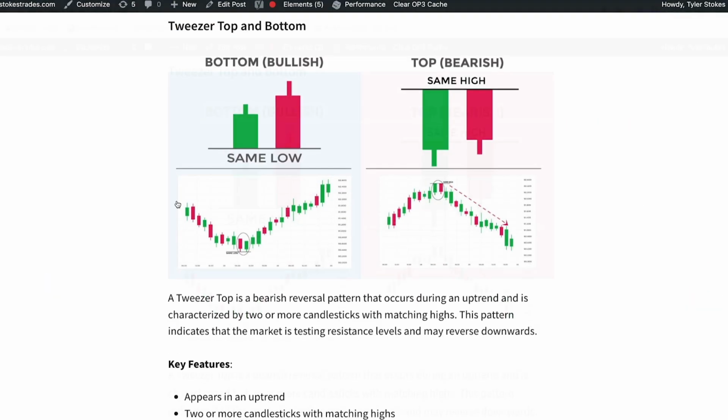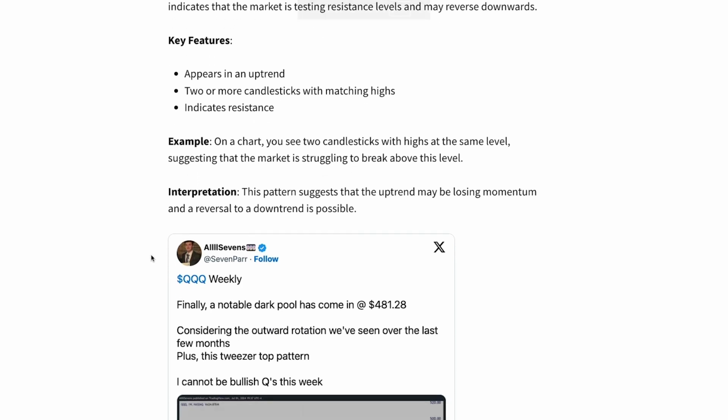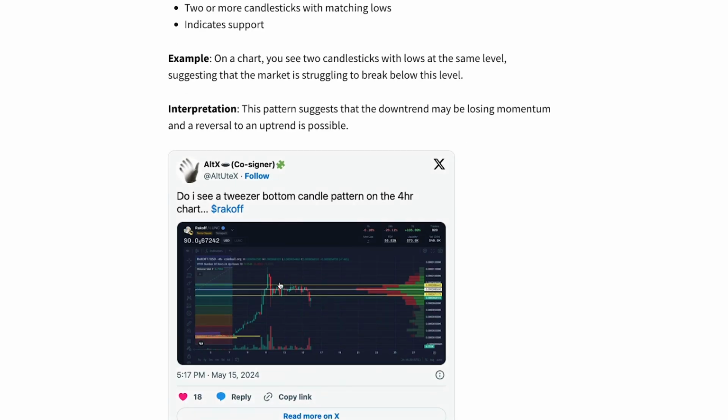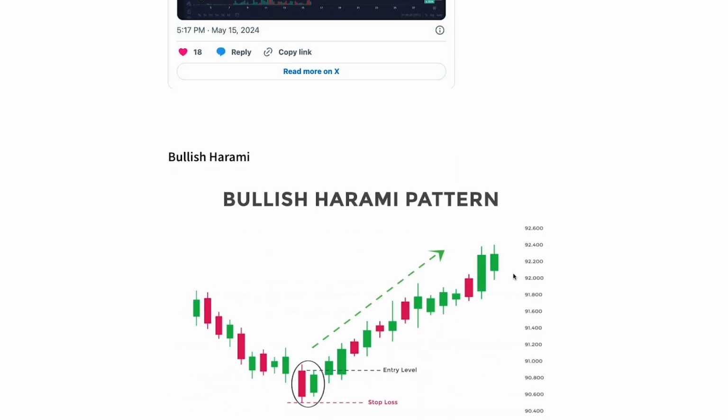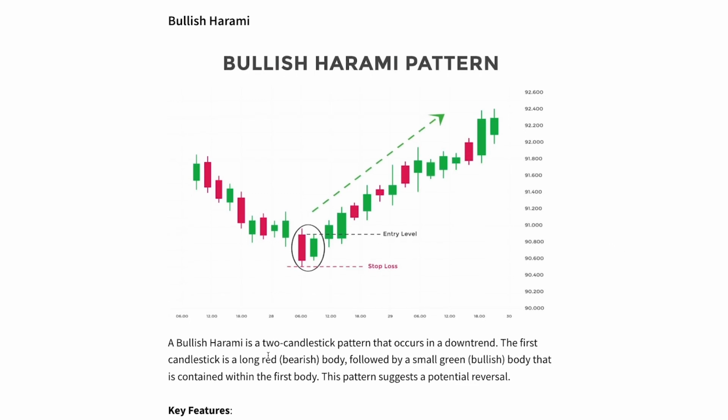Another popular one that we will want to memorize and understand and see some examples. So it's tweezer bottoms and tweezer tops, and we've got some other examples here from X showing these particular examples. And then lastly, we have the Harami, the bullish and bearish Harami. Basically, this is a two candlestick pattern that occurs in a downtrend for the bullish. The first candlestick is a long red bearish one, followed by a small green bullish candlestick that is contained within the first one.